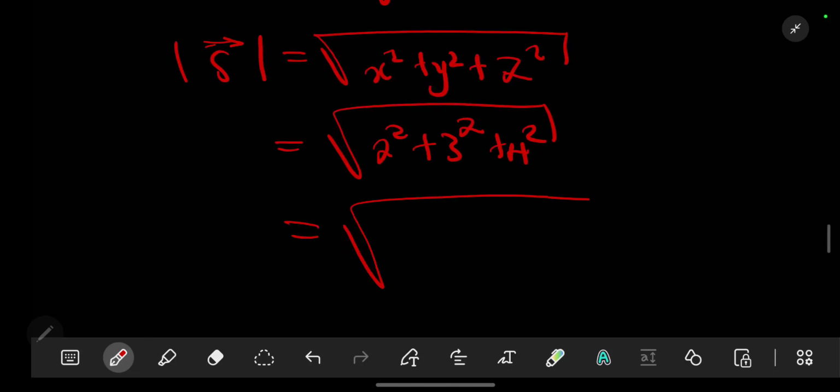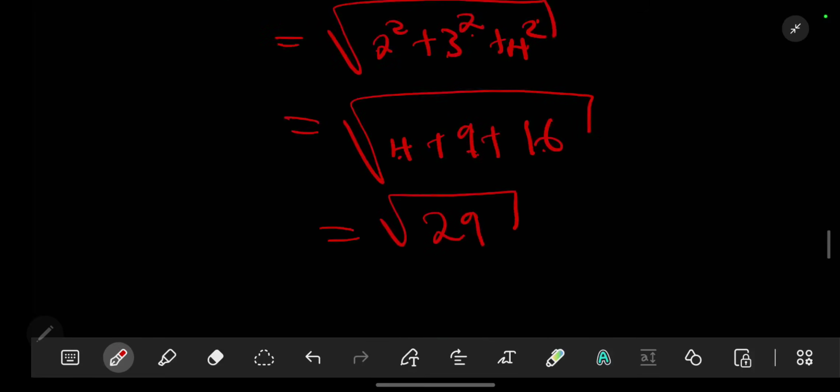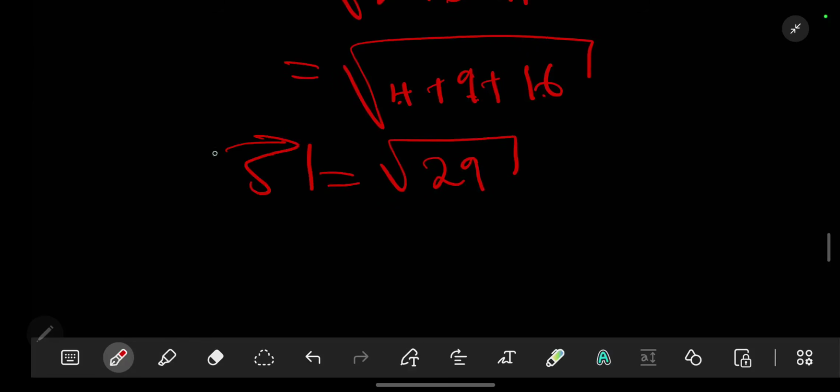So this gives us the square root of 2 squared is 4 plus 3 squared is 9 plus 4 squared is 16, like that. When we add this, 16 plus 9 gives us 25, plus 4, it will be the root of 29. So this is the magnitude of s.